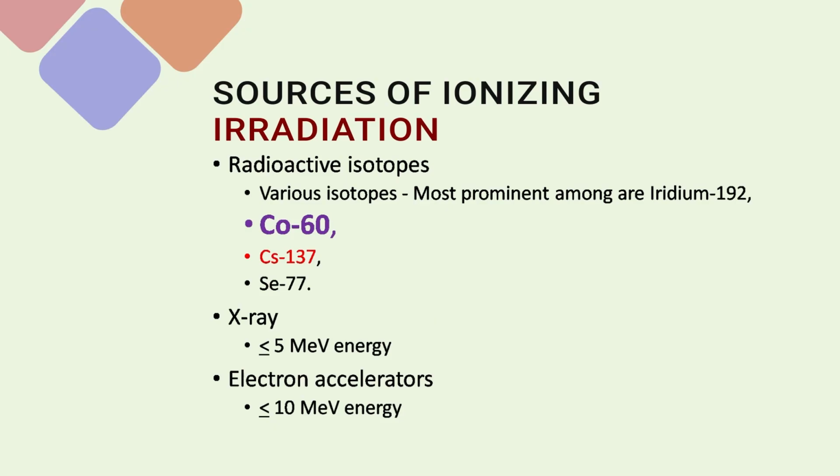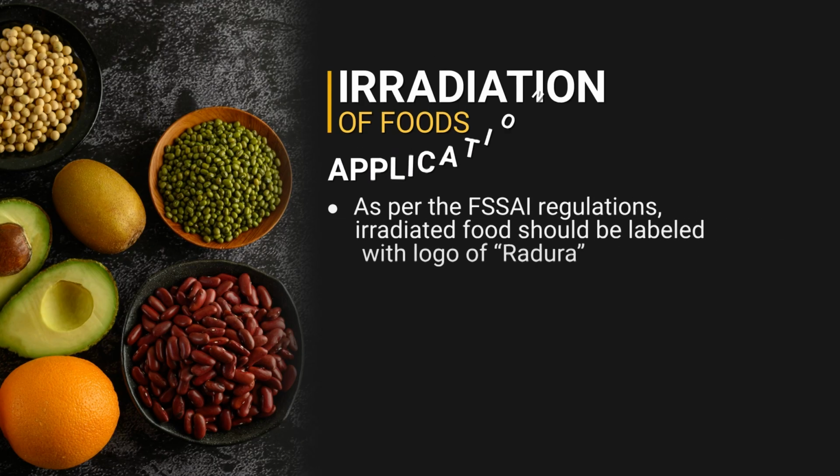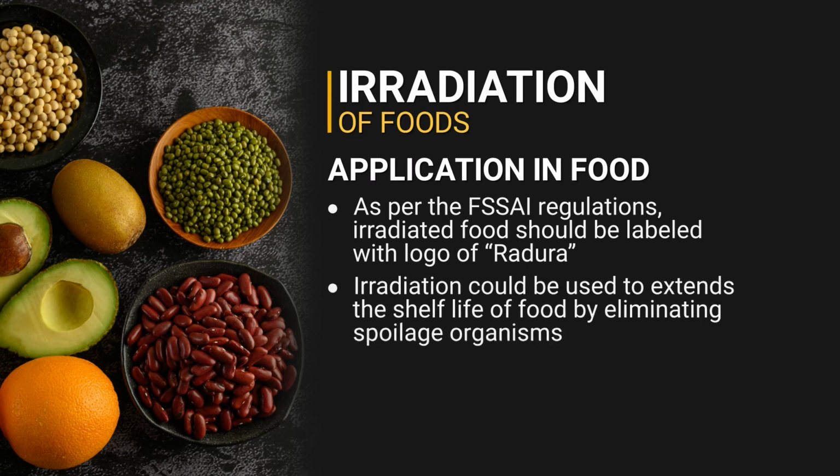Looking at the sources of ionizing radiation, there are some permitted sources which I will mention here for food applications. Cobalt-60 is one of the important isotopes out of the other radioactive isotopes. There could be cesium, selenium, but cobalt-60 is prominently used for this purpose. And X-rays are also permitted, but here the energy should be less than or equal to 5 mega electron volts, and electron accelerators where the energy level would not cross 10 mega electron volts. So these are the sources used for what kind of applications?